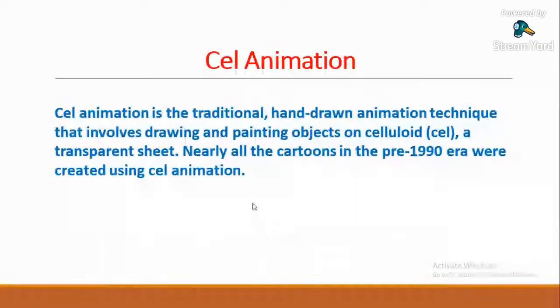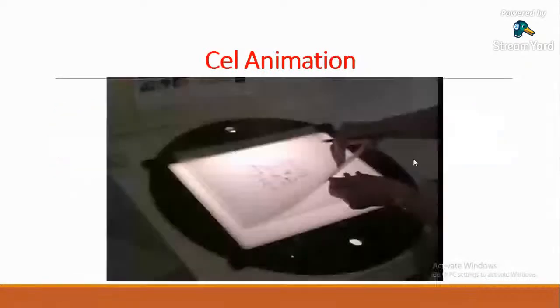Cell animation is a traditional hand-drawn animation technique that involves drawing and painting objects on celluloid, or cel, which is a type of transparent sheet. Nearly all the cartoons before the 1990s, that means the most popular examples of cartoon characters in animation, were made using this cel animation technique.